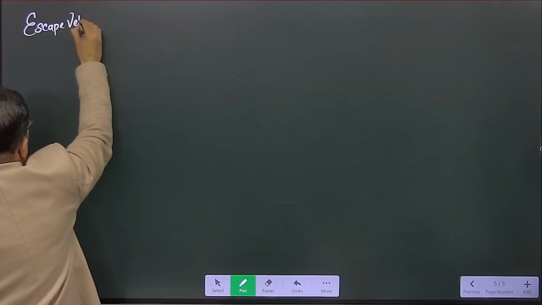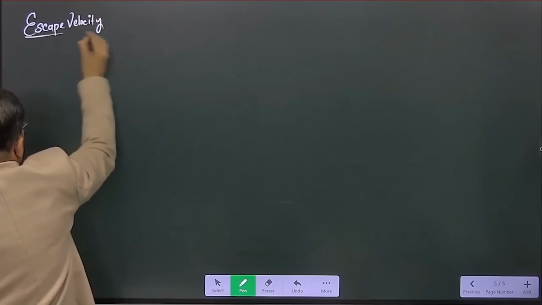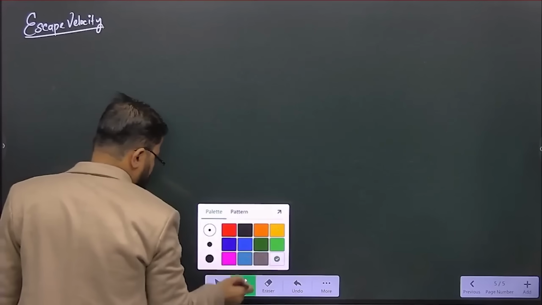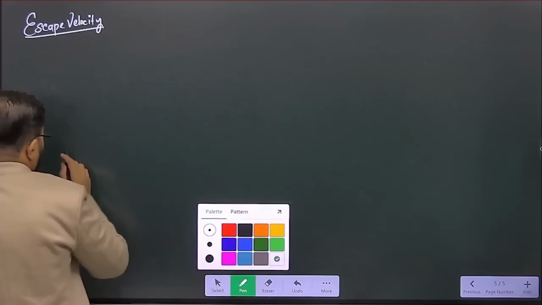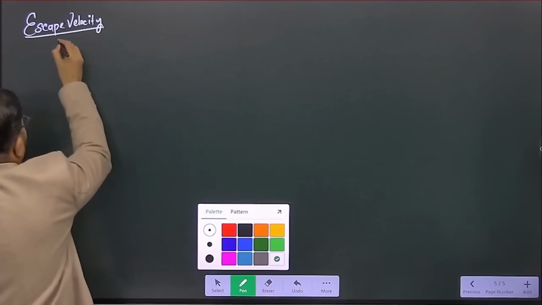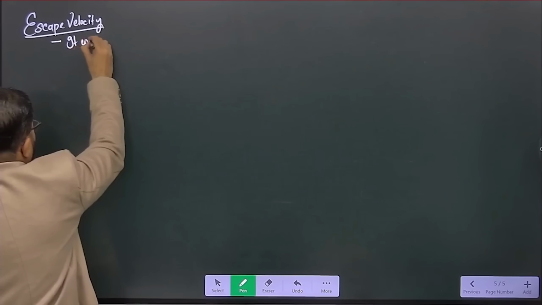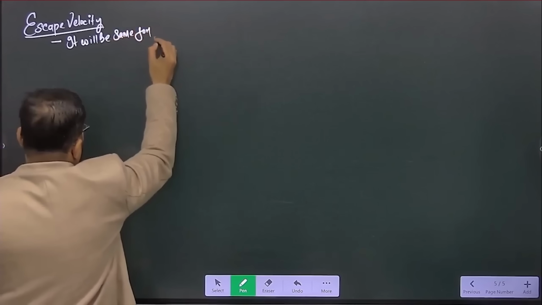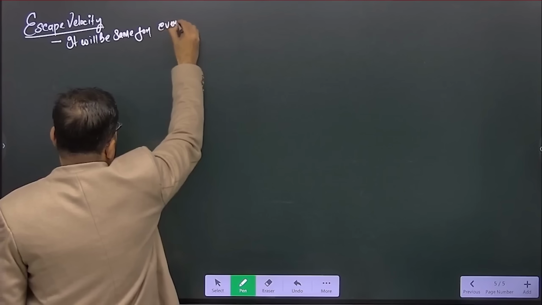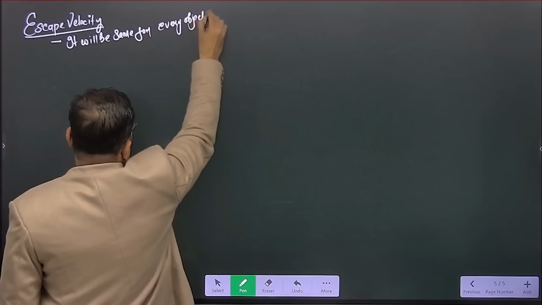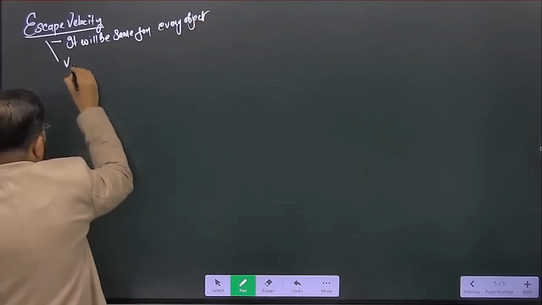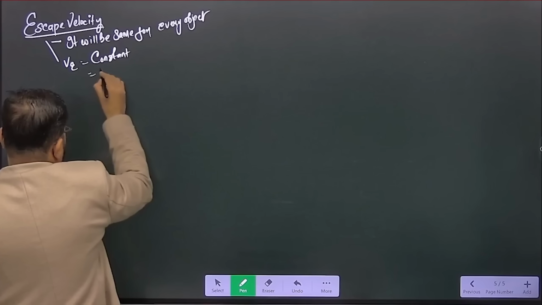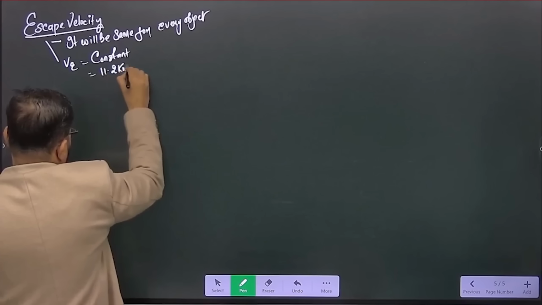Escape velocity. So let us calculate escape velocity. It will be the same for every object. That means escape velocity is constant. What is the value? It is 11.2 kilometers per second.